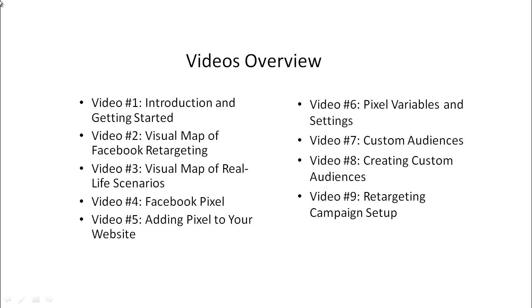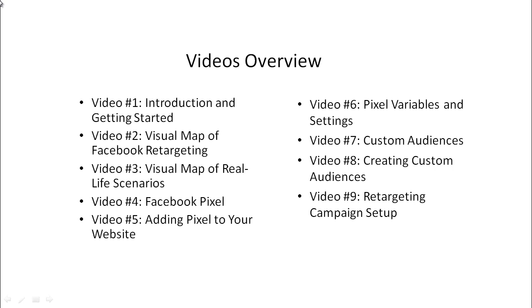Video number 3 will talk about the visual mind map of real life scenarios. By giving you some real life scenarios or real life examples, what this does is it enables your mind to start moving, start jogging with ideas so that you can pick and choose which one you want to go with, and that you begin to understand the whole process of Facebook retargeting. Number 4, we'll talk about the Facebook pixel, what it is, why it's important, and how you can use it. Video number 5, we'll talk about adding the pixel to your website, whether you're using WordPress or ClickFunnels, Lead Pages, or any other landing page builder.